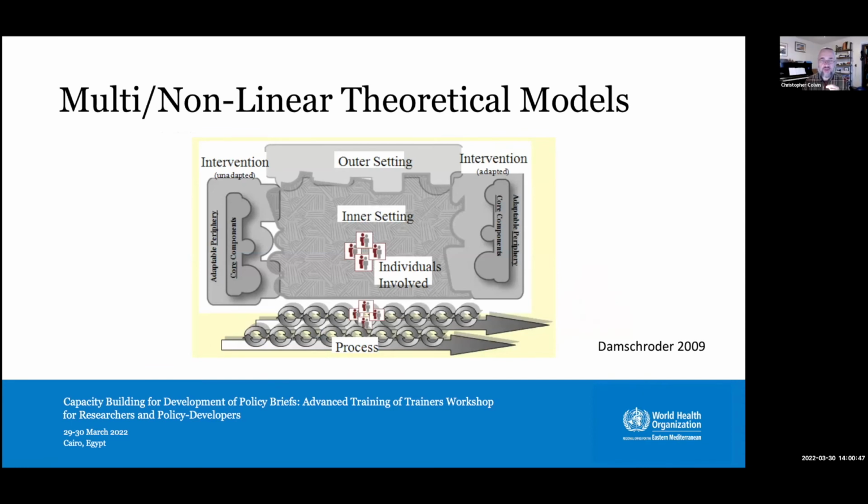And then this is a final one from implementation science that looks at all the different things and how they kind of sit together to affect an intervention.